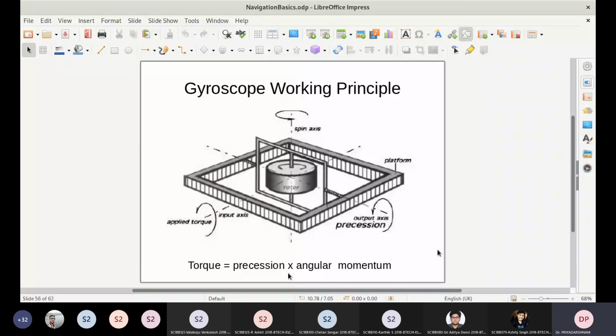Any questions on this gyroscope working principle? No, sir. So even later on you can ask, but for the moment, let us go ahead because we are actually significantly behind.